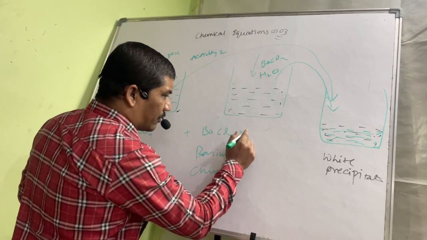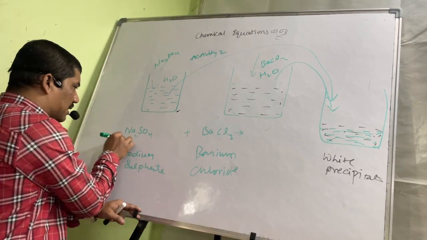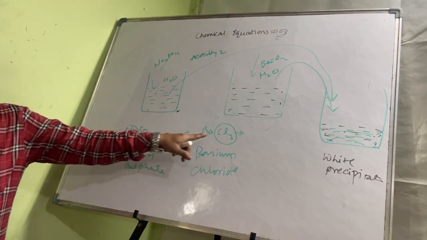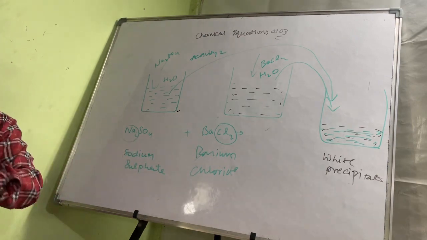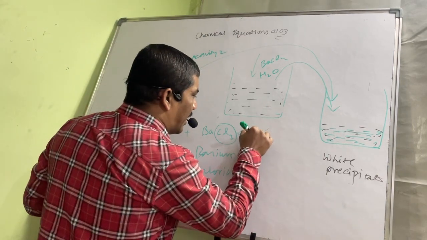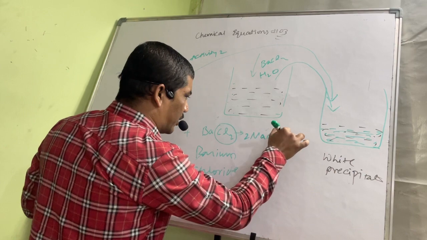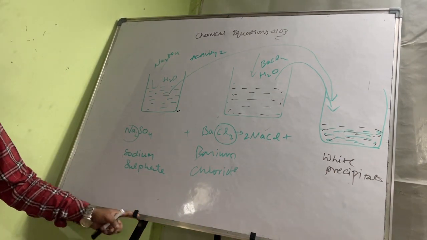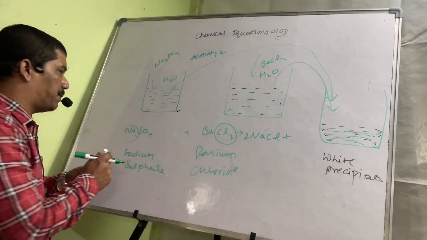Now, what we get in this: Na and Cl. Here Na is there, here Cl is there, both will combine together and form NaCl. You do balancing later on if it is not balanced. You know how to do balancing? Yes. Right.